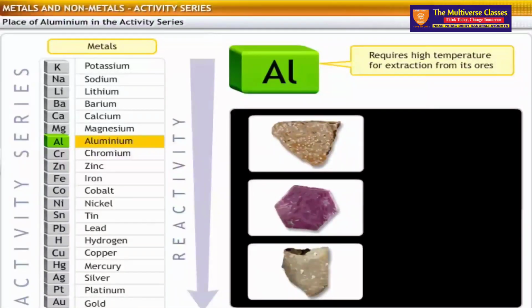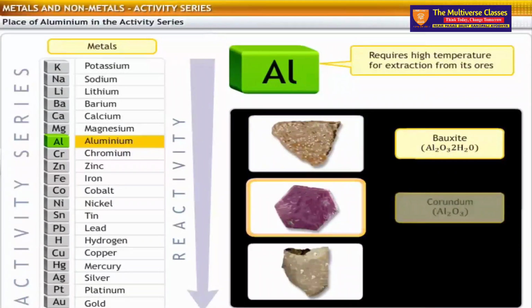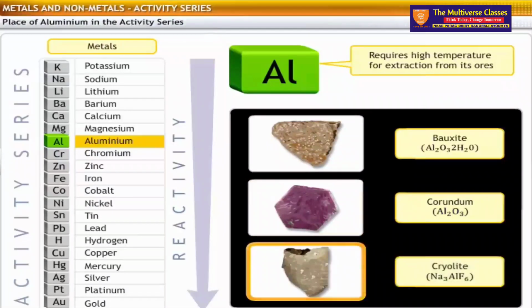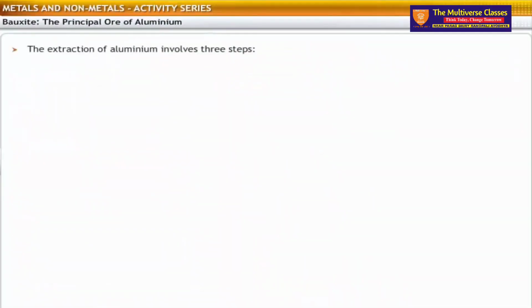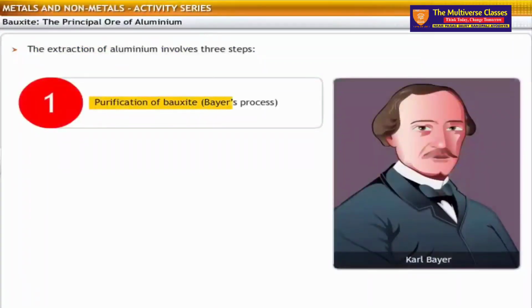Important ores of aluminium are bauxite, represented by the formula Al2O3·2H2O, corundum, represented by the formula Al2O3, and cryolite with the formula Na3AlF6. Bauxite is the principal ore of aluminium. The extraction of aluminium from bauxite involves 3 steps. First, the purification of bauxite using Bayer's process.